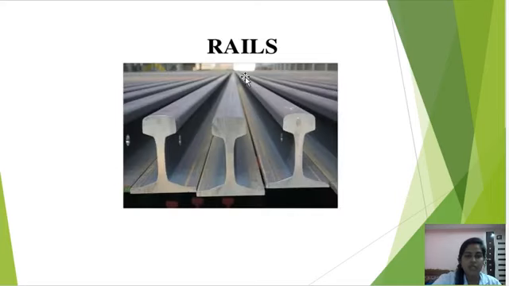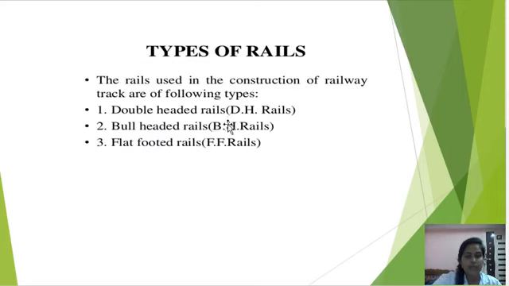Next is the rails. Rails are unsymmetrical I sections running parallel to each other. This is an example of flat-footed rails. There are some types of rails. The first type is double-headed rails, the second type is bull-headed rails, and the third type is flat-footed rails. We will see them one by one.